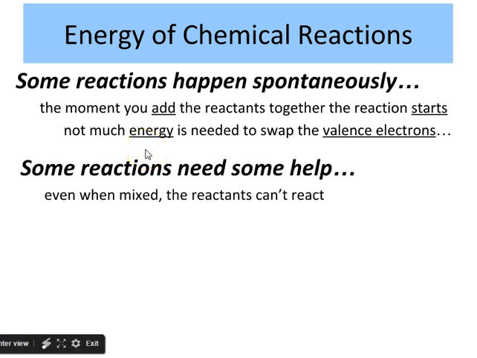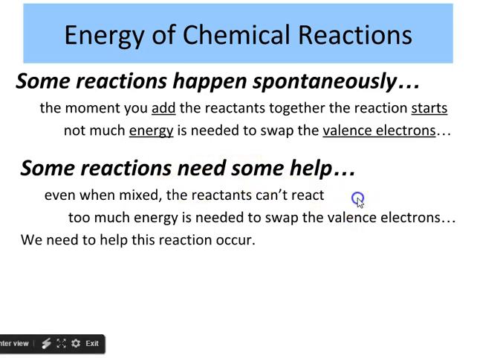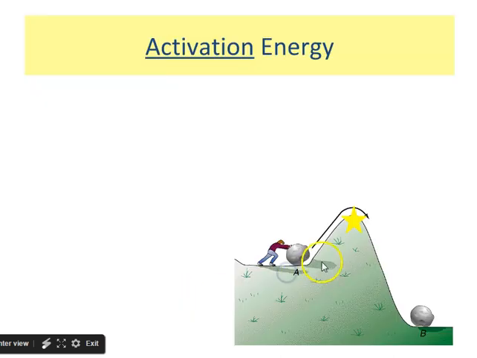But some reactions, actually most reactions, need some help to get going. Even when they're mixed together, they still don't react, okay? They need more energy in order to have enough energy for their collisions to be able to swap valence electrons. All right. There are 2 ways that we can give reactions some help. We can provide the energy that they need, which is called the activation energy. Or we could add a catalyst. Okay, so let's look at each of these one at a time.